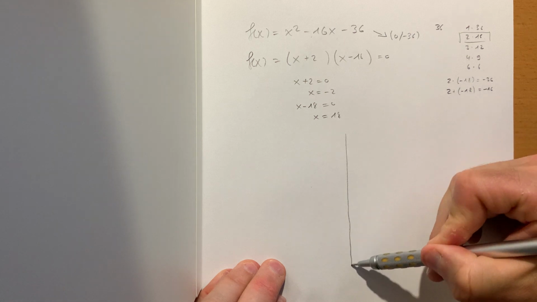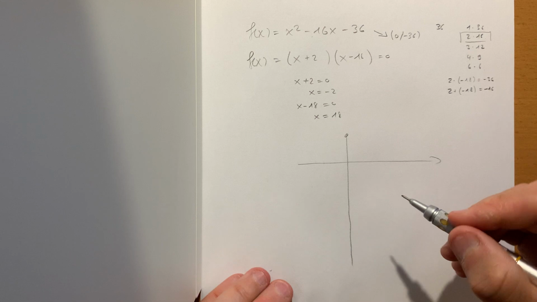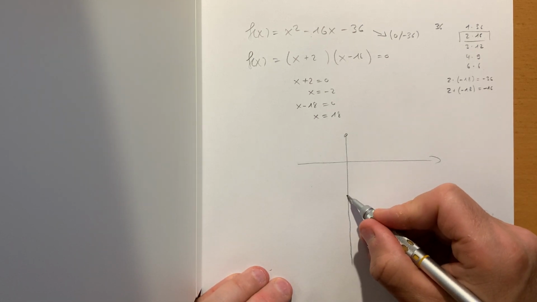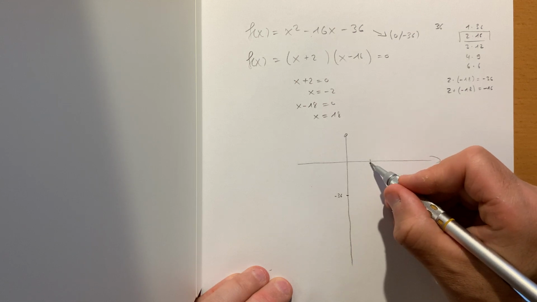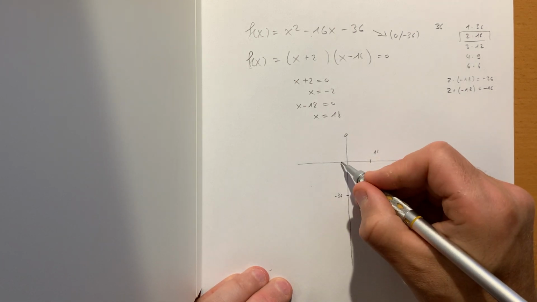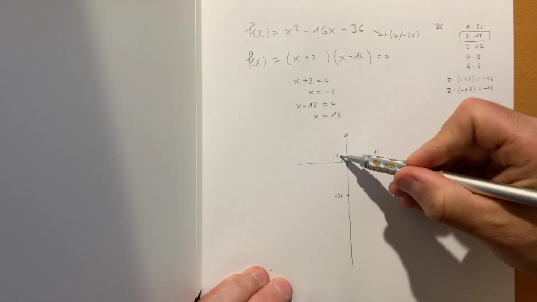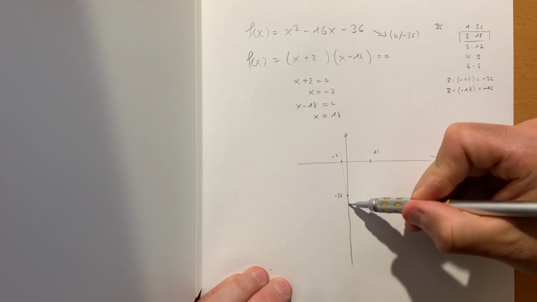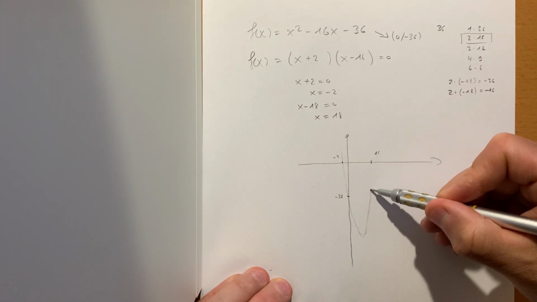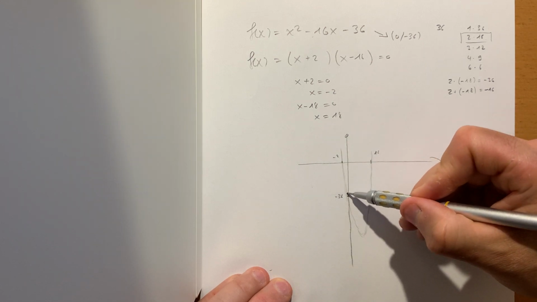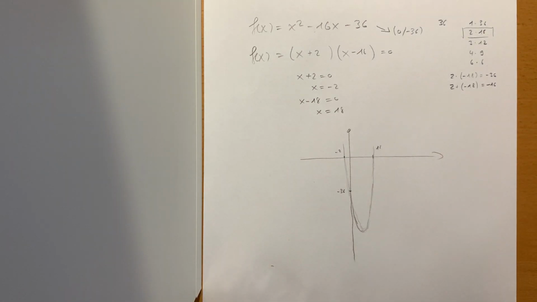So you can more or less sketch a graph here and say, well, this could be your minus 36, this could be your 18 here, this is probably your minus 2. So your graph would probably look somewhat like this. Here we go. A nice and smooth and rounded shape.